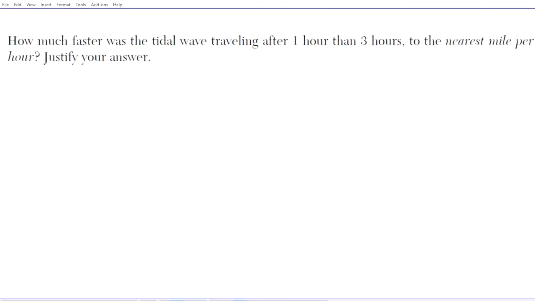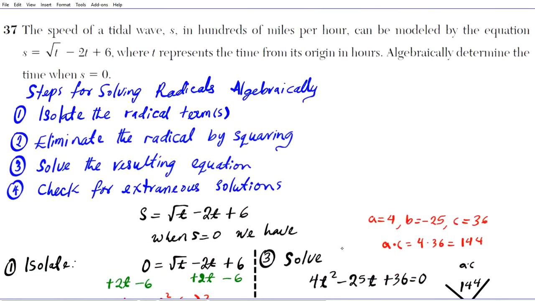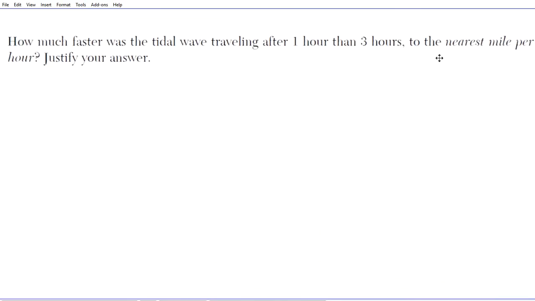Alright, now let's take a look at the next part. It says, how much faster was the tidal wave after 1 hour than 3 hours to the nearest mile per hour? So in the original problem, let's take a look at it. The original problem is in hundreds of miles per hour. Okay? But in the problem that we're doing right now, it says miles per hour. So we're going to have to make an adjustment there.